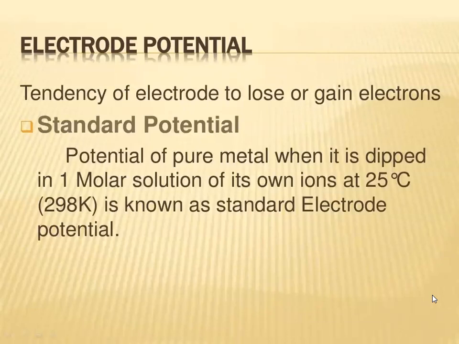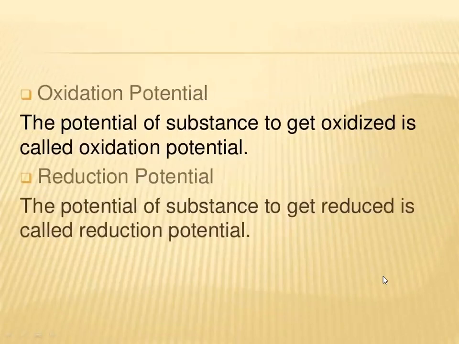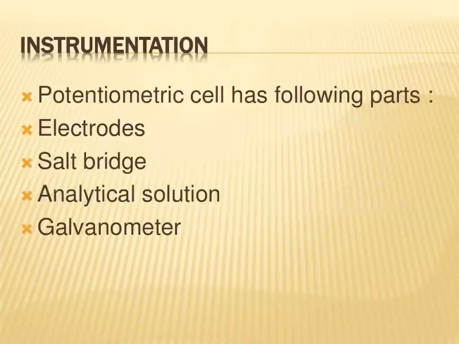So electrode potential is the tendency of the electrode to lose or gain electrons. The standard potential is the potential of the pure metal when it is dipped in a 1 molar solution of its own ions at 25 degrees, and that we call the standard electrode potential. Then you have two types. One is oxidation potential. The potential of the substance to get oxidized is called oxidation potential, and reduction potential is the potential of the substance to get reduced.